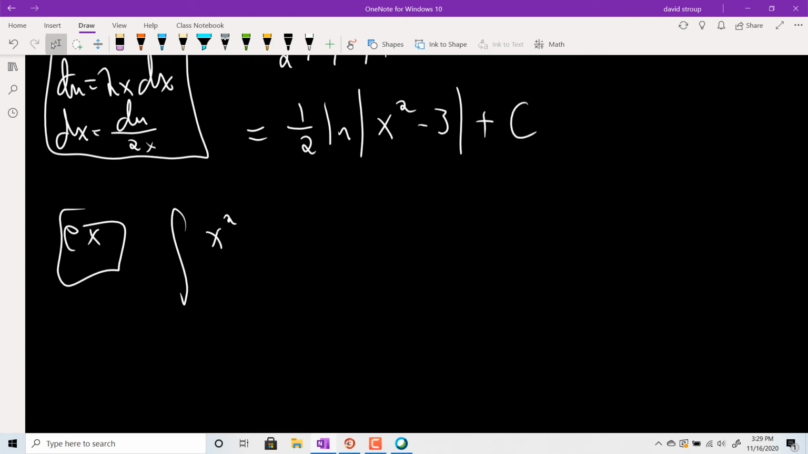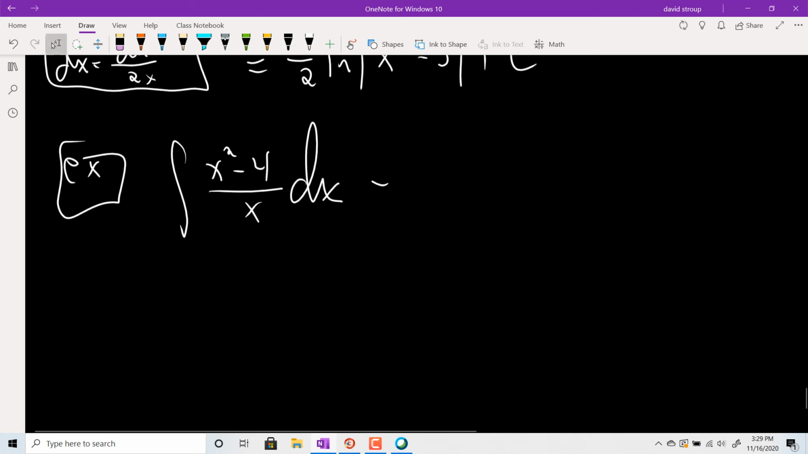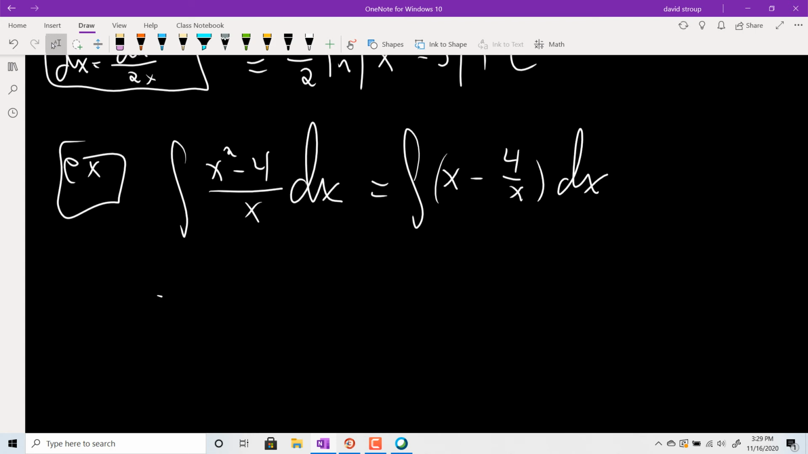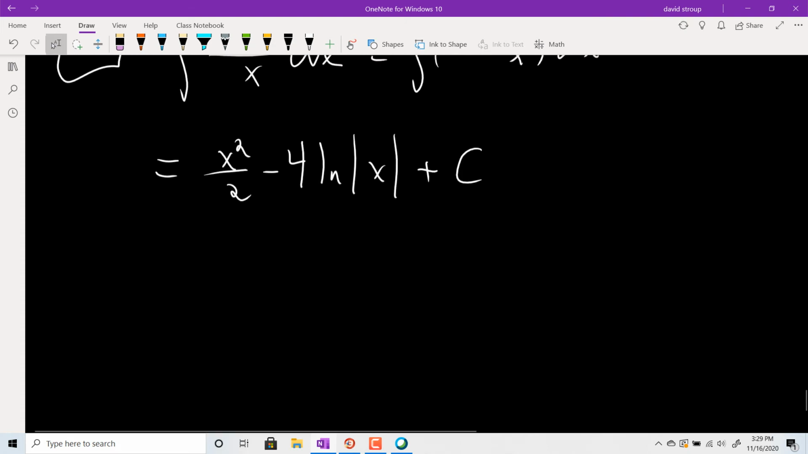Integral of x squared minus 4 over x dx. So in this case, you're going to want to butterfly it. So you have the integral of x squared over x, which is just x, minus 4 over x dx. And then the first part of the integral, the x, that's just x squared over 2. Then minus 4. The integral of 1 over x will be ln of the absolute value of x, plus c. Let's look at another one.